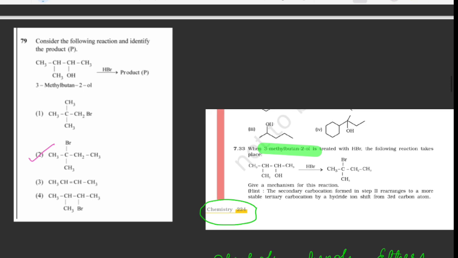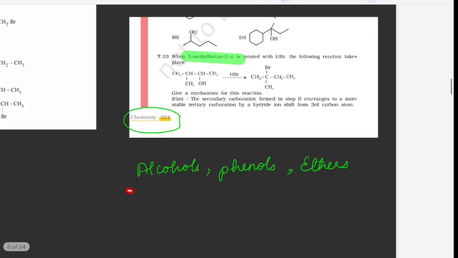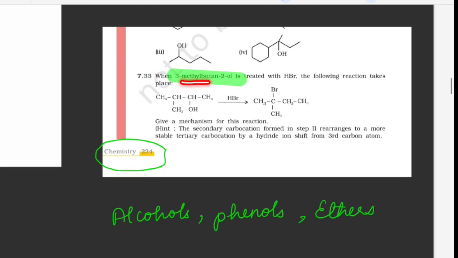Next question. Consider the following reaction and identify the product. Here 3-methyl butan-2-ol is treated with HBr. What is the product obtained? This is from the chapter Alcohols, Phenols and Ethers. You can see the exercise given, 7.33. When 3-methyl butan-2-ol is treated with HBr, the following reaction takes place.